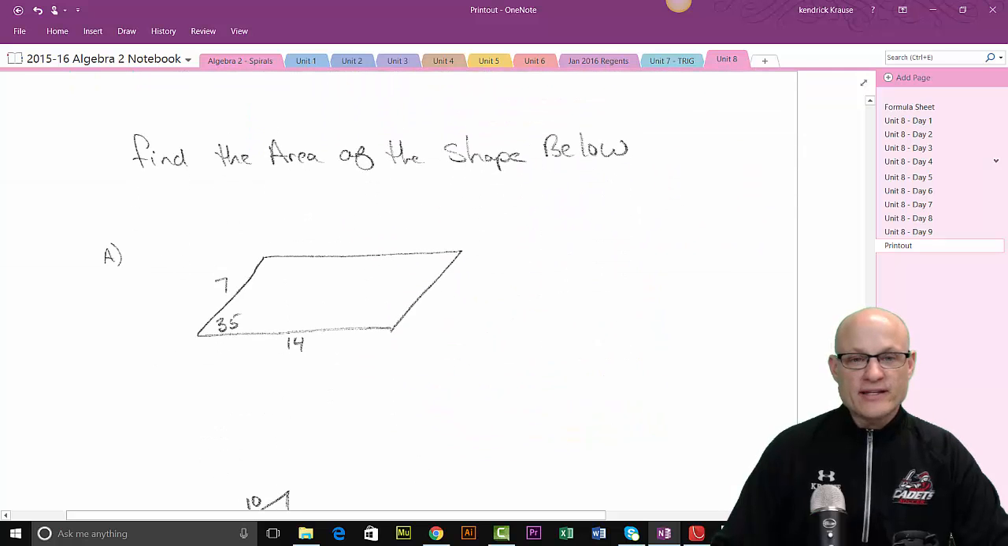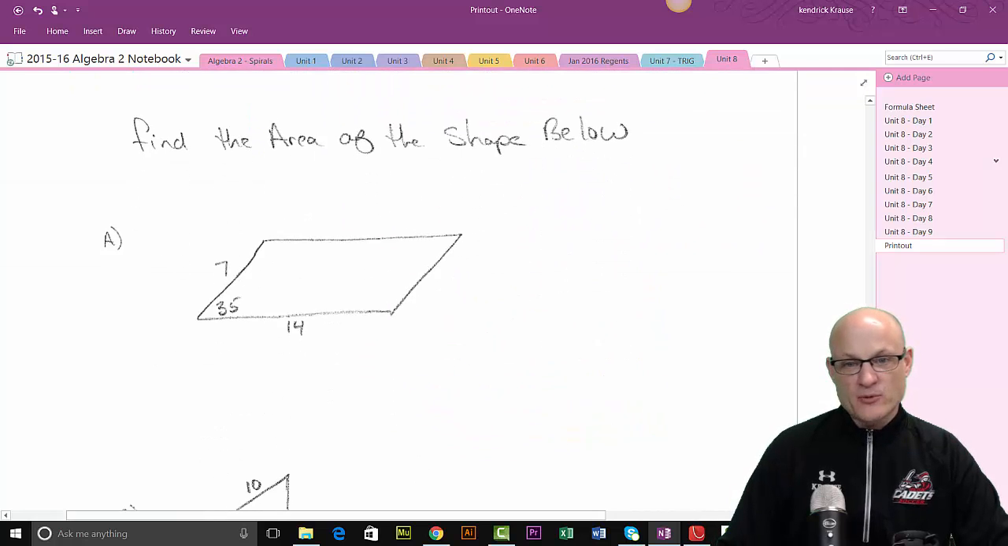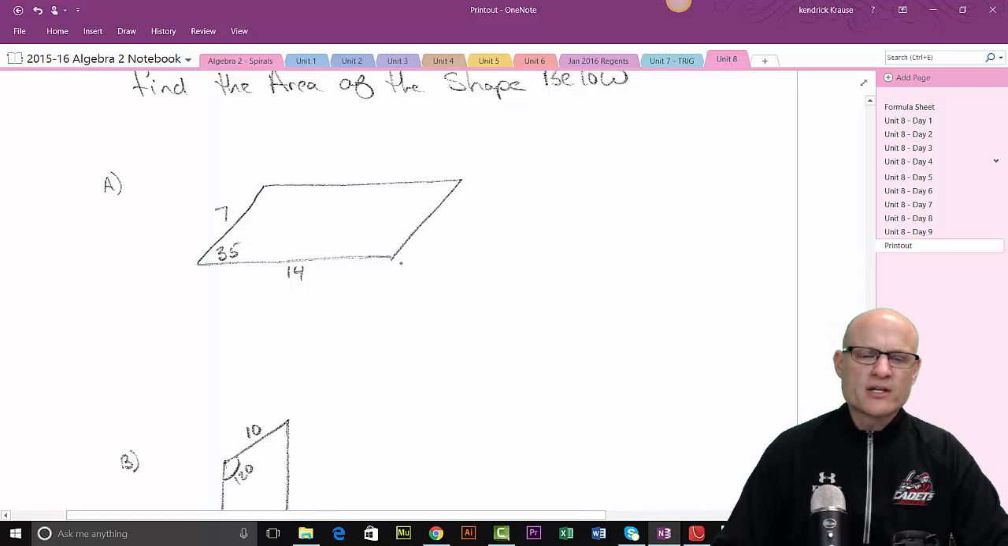Moving on. Find the area of the shape below. All right, be careful with this one. I really think you might want to know this.